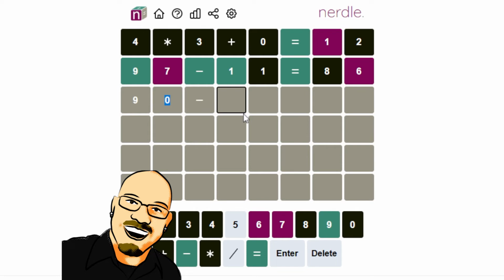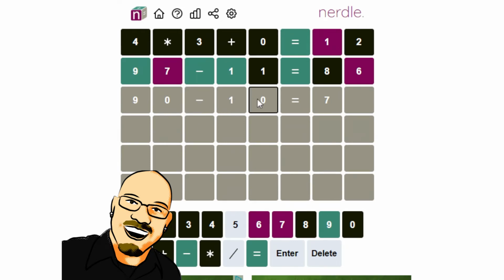90 minus 10 here. So what this tells me here is that we're subtracting 9 minus 1 and we're not getting 8. So this must be a 7 over here. Meaning that this must be greater than this. I don't think we've completely ruled it down to a single answer.